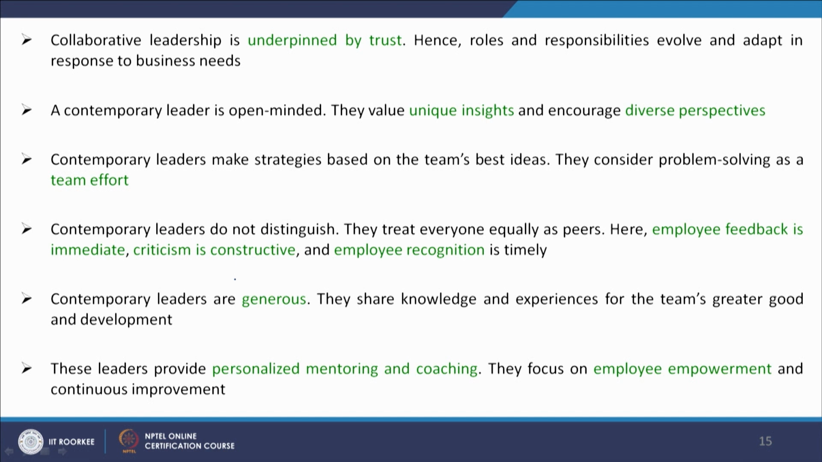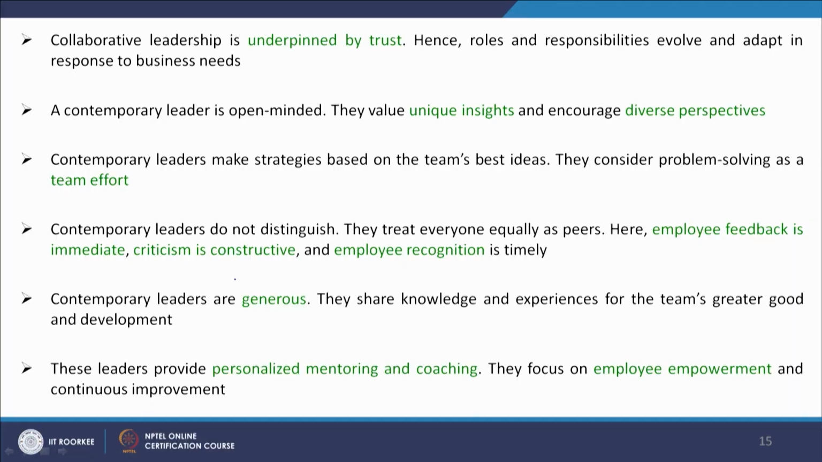The other is that contemporary leaders make strategies based on the team's best ideas and they consider problem solving as a team effort. That means the team or the group is not focusing on finding any specific expertise from external sources. They prefer to highlight the expertise of their own group members and how it can be used to solve any problem or conflict in that particular situation. So, they have their own competency models to formulate their own strategies, policies and procedures, and to resolve the problem. Here knowledge, skills and abilities are common to every member.